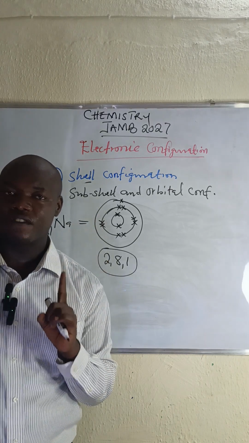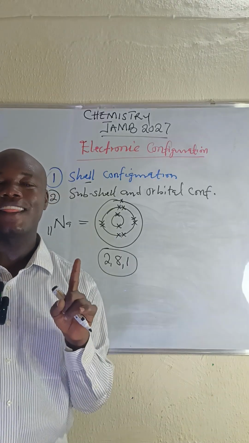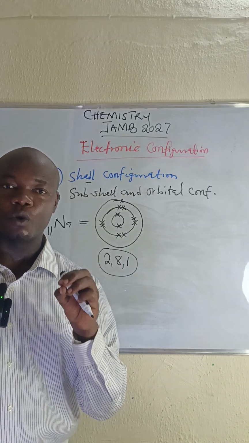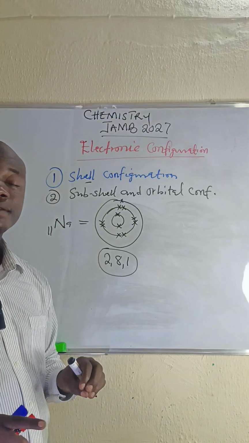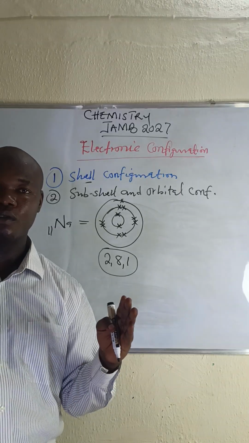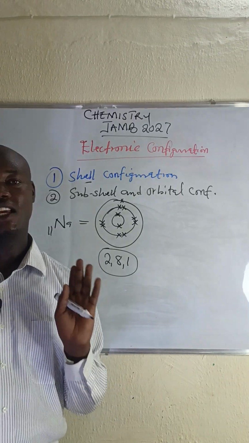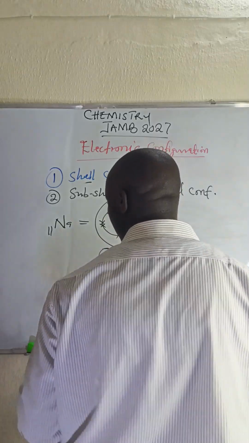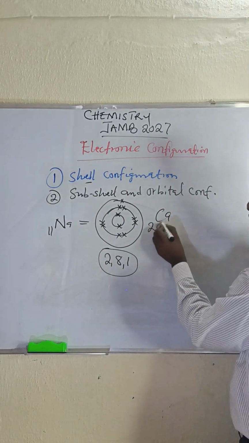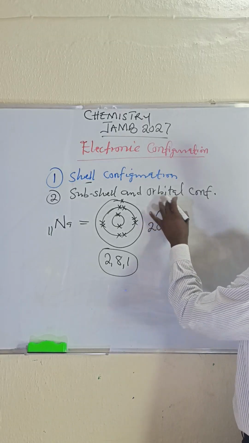I want to mention something very important. When you are drawing the electron configuration of each and every element, the first shell will accommodate a maximum of 2 electrons. And all the other shells that follow will accommodate a maximum of 8 electrons. Let me just give an example. Let's say we have calcium. The atomic number of calcium is 20. So how do we arrange this 20?